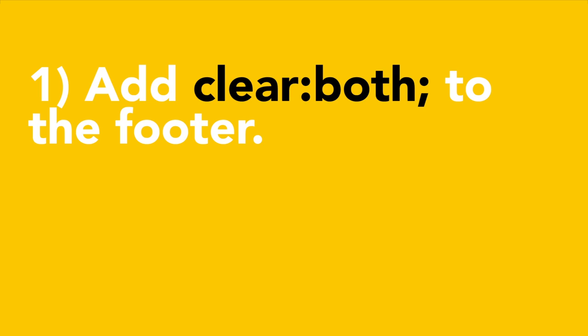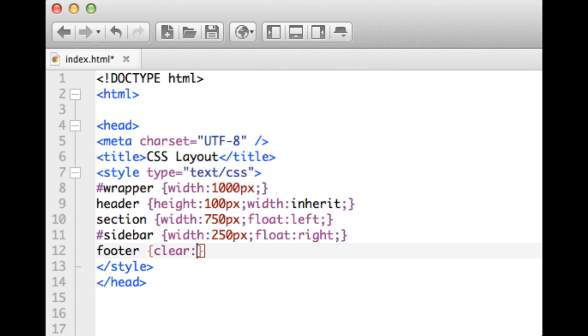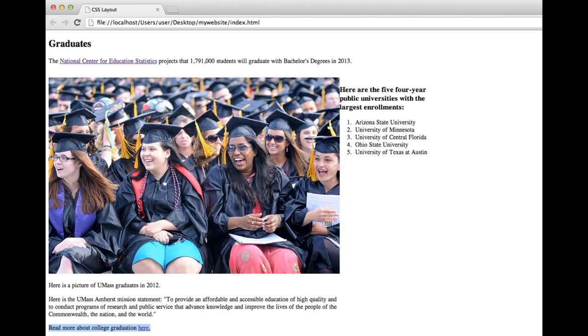Kudos if you said the clear property to clear the footer on out. You could also assign specific heights to both the section and the sidebar if you wanted to, but let's add the clear property. Great, we're getting there.